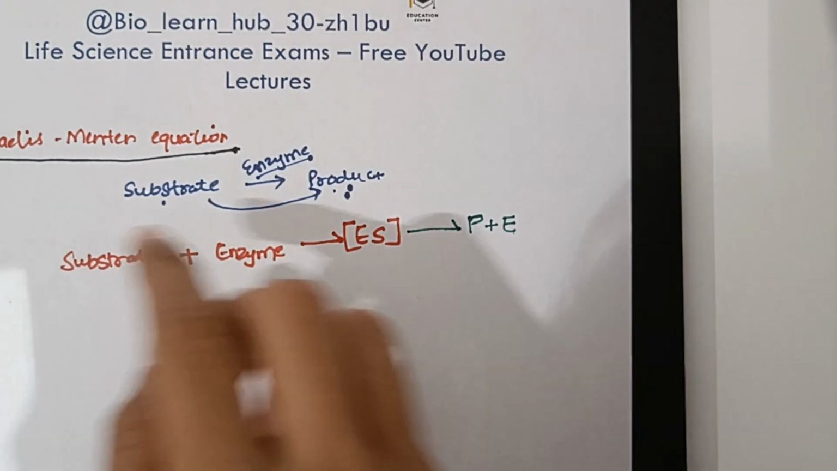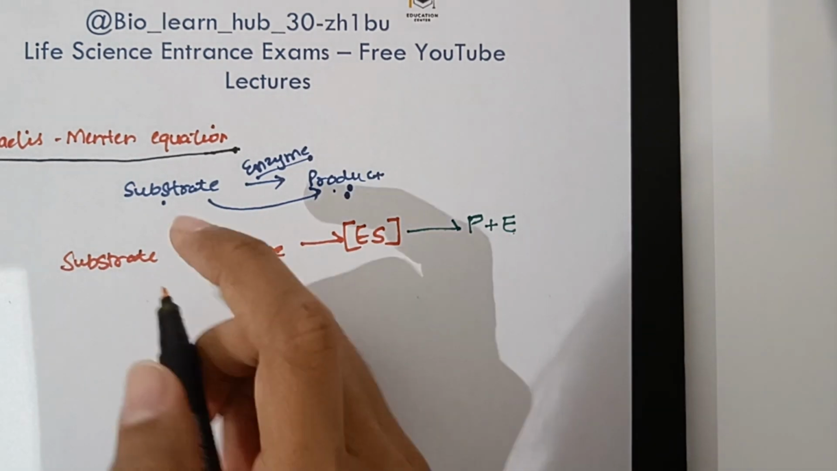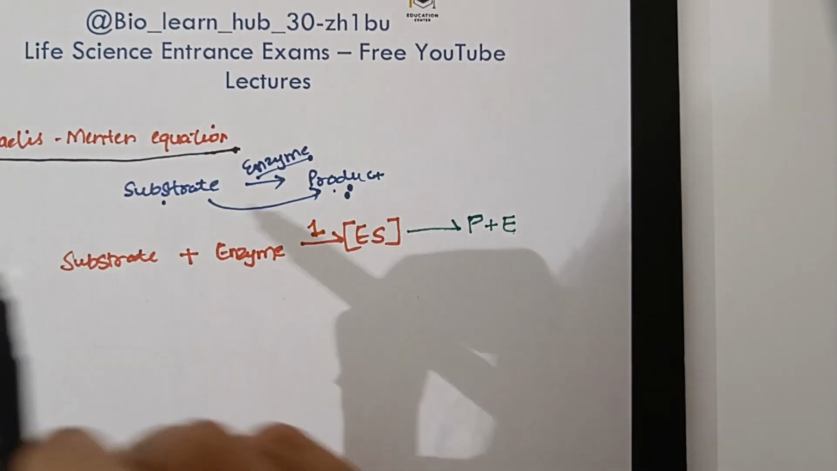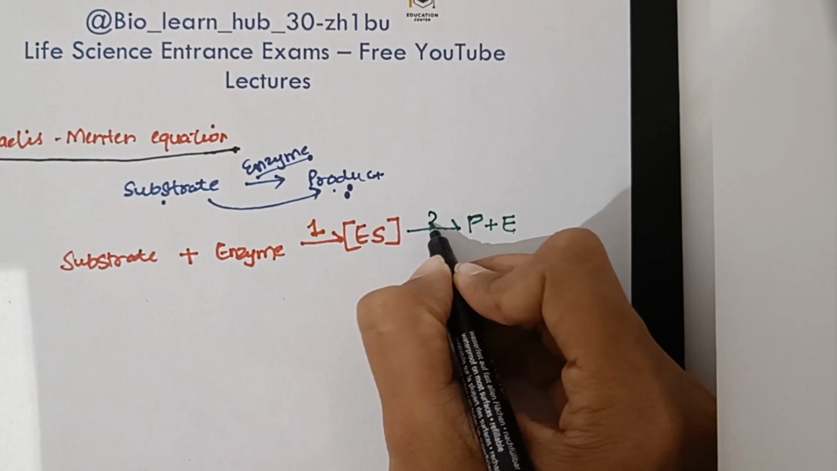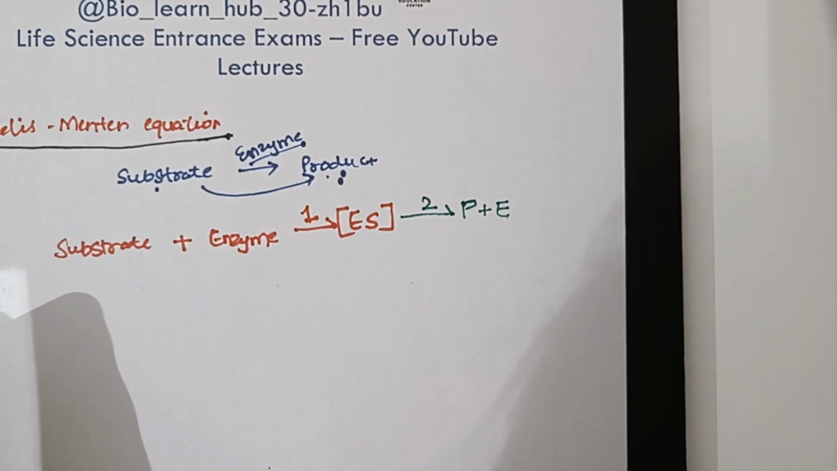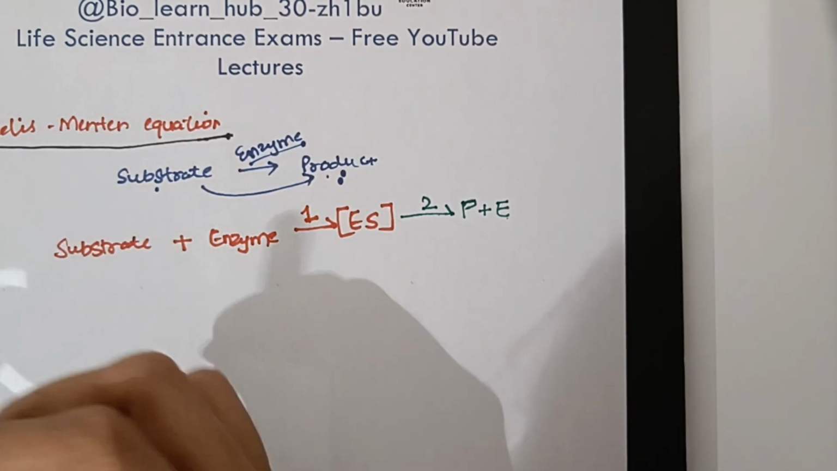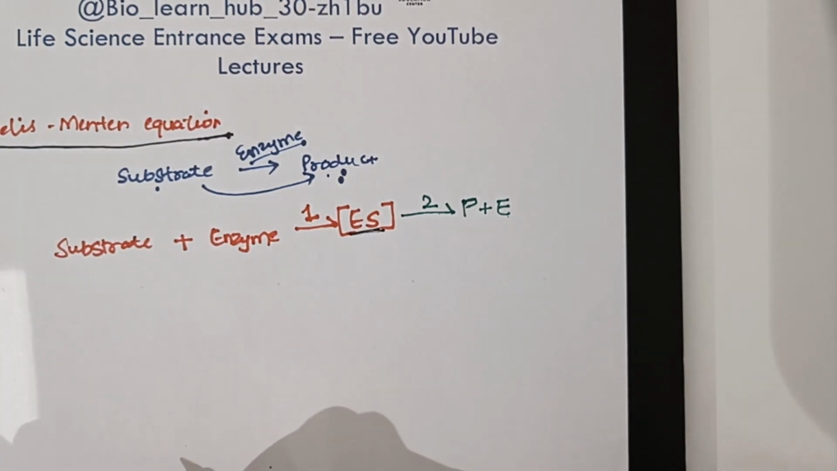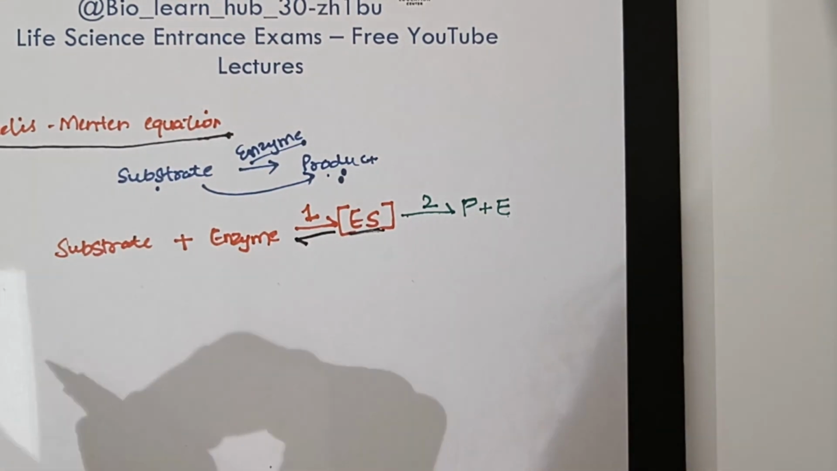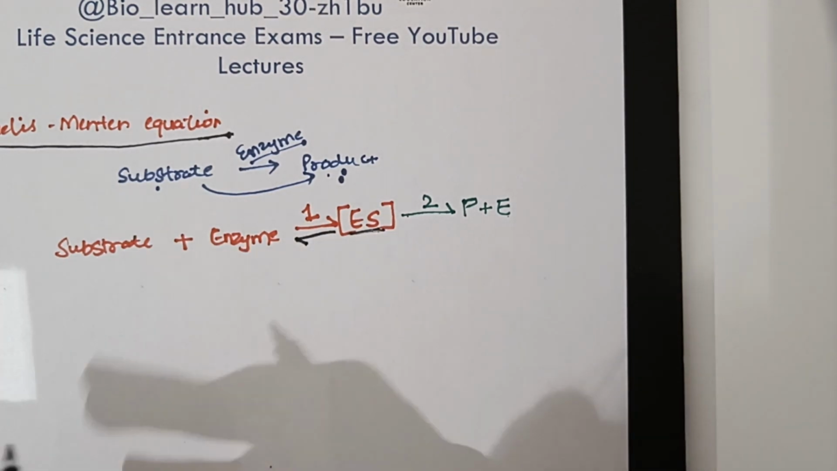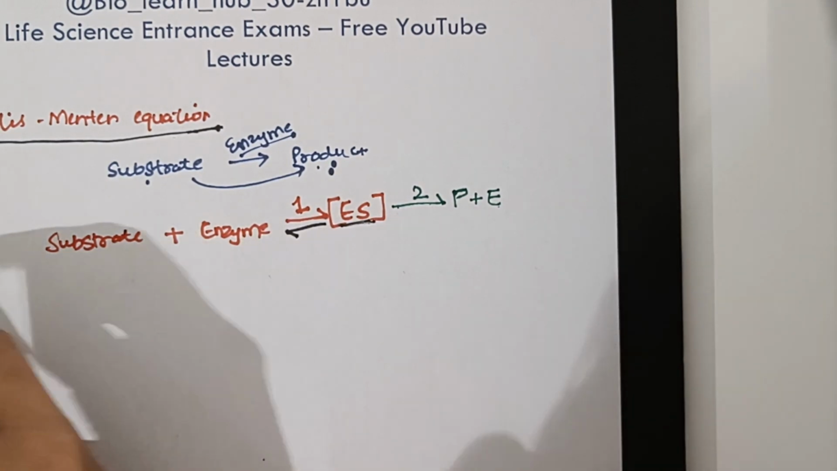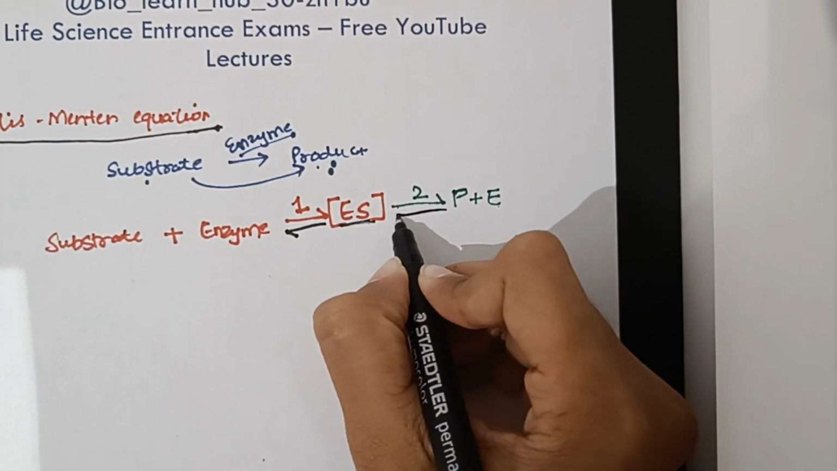So this reaction goes forward. We can say this is the first reaction, the formation of the enzyme and substrate complex, and then from the enzyme substrate complex, the second reaction is the formation of the product. This reaction can also go backward, in which the enzyme substrate complex can either go on to form the product or dissociate and form the substrate again. And the process from product and enzyme can also occur in the backward reaction.